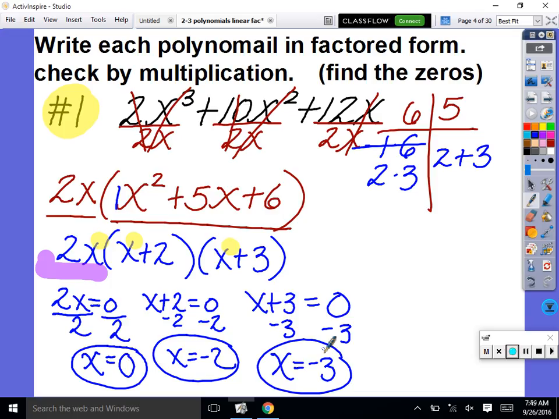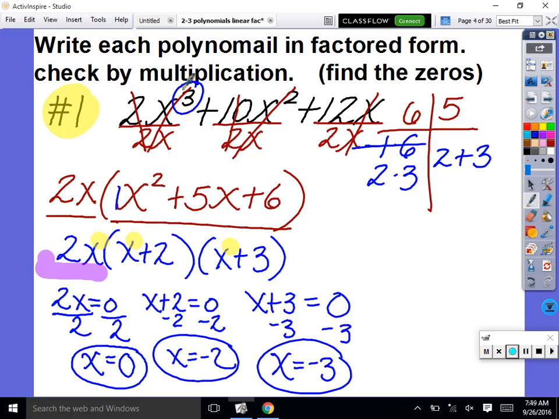Now I want you to look and notice something. I have 1, 2, 3 solutions. Is the highest degree on my polynomial degree 3? So if it's degree 3 on the highest polynomial, you better have 3 solutions. If not, you forgot a solution somewhere. Is everybody feeling good? Okay.